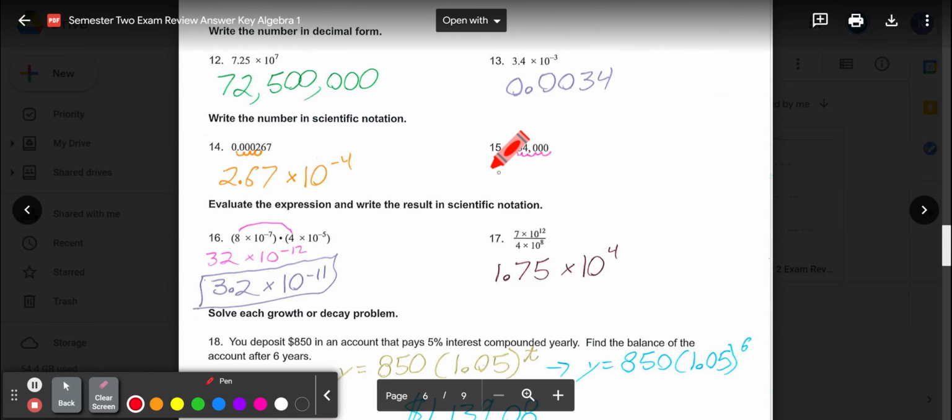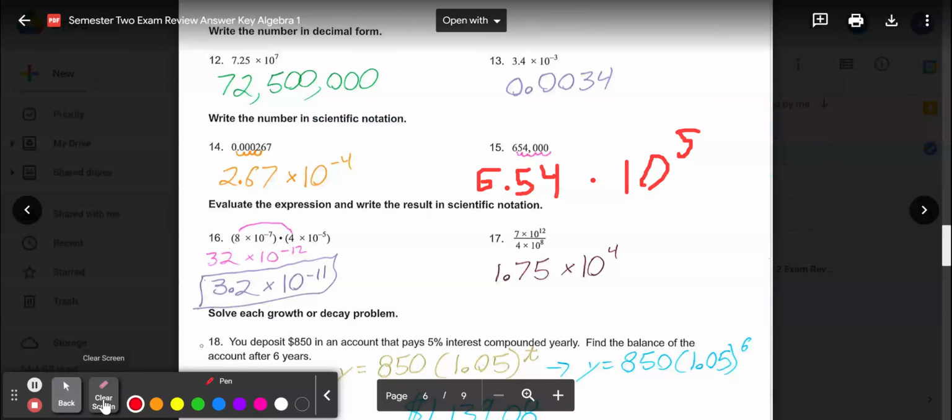And then with 15, we would have 6.54 multiplied by 10 to the 1, 2, 3, 4, 5th power. So that'd be times 10 to the 5th power.